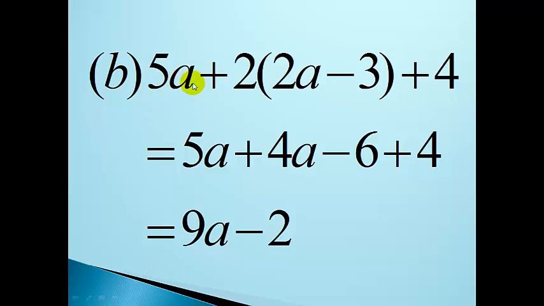Now, if you are given 5a plus 2 into bracket 2a minus 3, plus 4, how do we simplify this? We have to expand, to open up the bracket. Now we have 5a plus 2 times 2a is 4a. 2 times minus 3 is minus 6, plus 4. Now minus 6 plus 4 will give us minus 2, and 5a plus 4a will give us 9a.